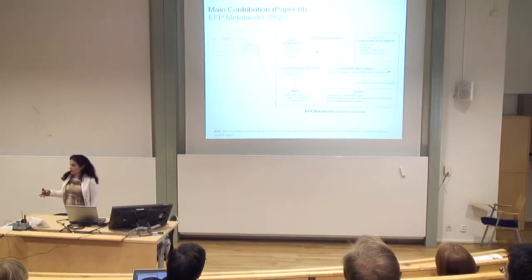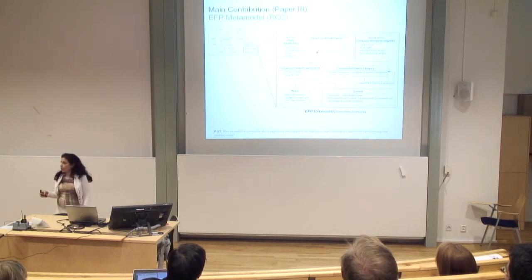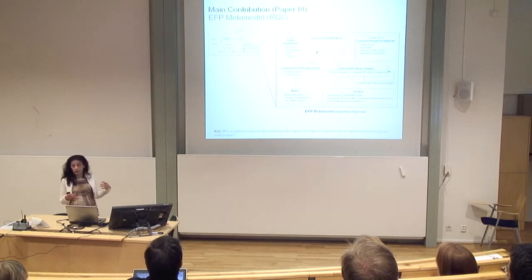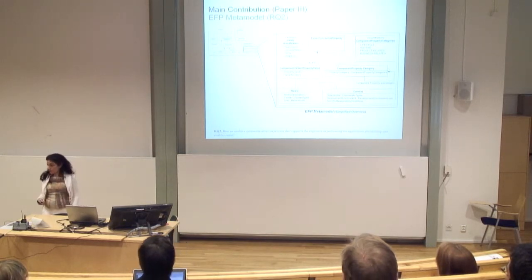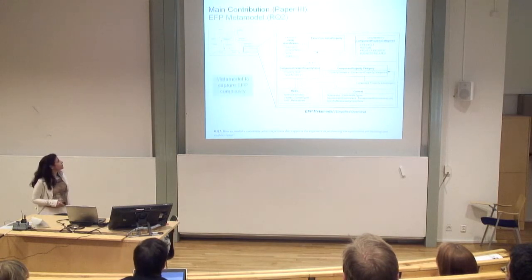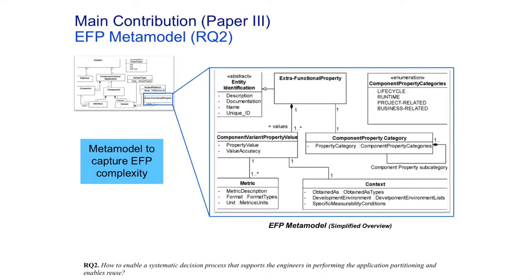We have different metrics also, because according to different domains, some properties can be expressed in different ways. So using this metamodel, we are able to capture this heterogeneity of hardware and software in a uniform way, and we are also able to manage the complexity of the extra functional properties.